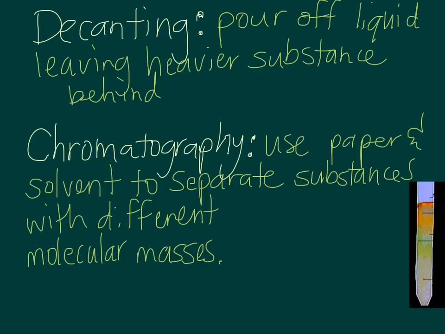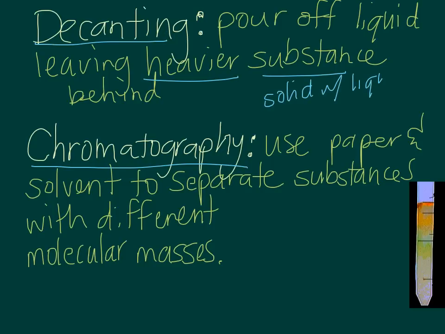Okay, so the last two examples are decanting and chromatography. Decanting is basically when you just pour off a liquid and it leaves behind a much heavier substance. So this could be a solid mixed with a liquid, or it could even be two liquids that are combined together in a solution. One's heavier than another. Last one is chromatography.